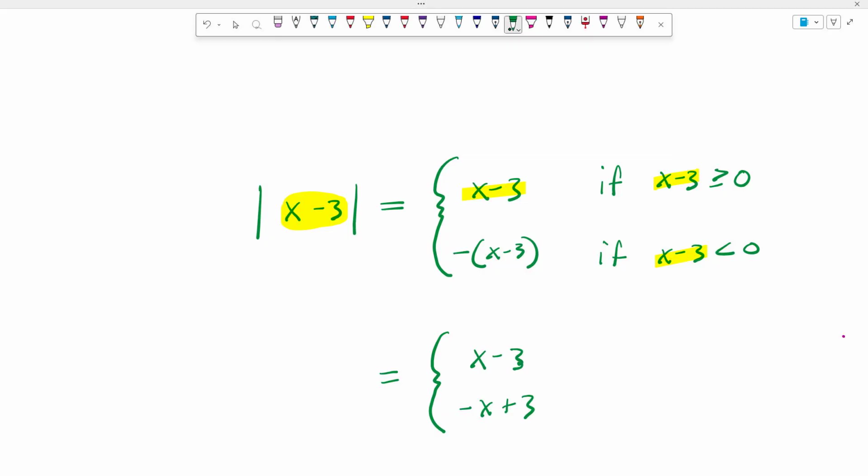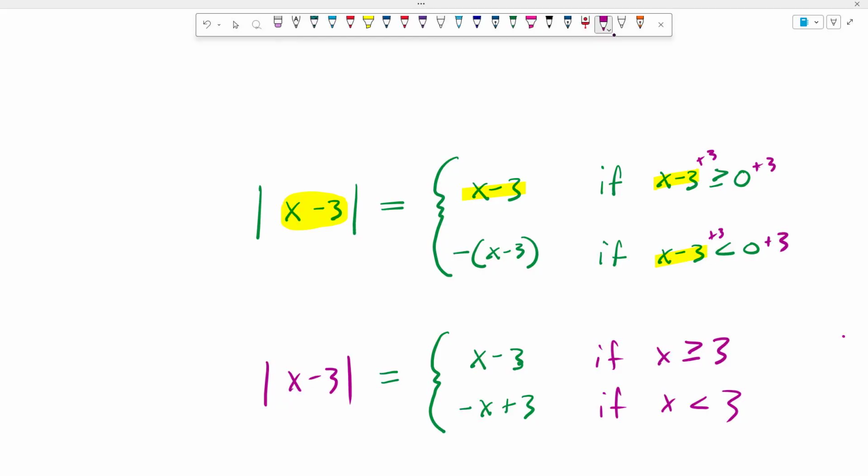And then for each of these, let's solve for x. So plus 3 if x is greater than or equal to 3, if x is less than 3. Okay, so this is the piecewise definition of the absolute value of x minus 3. The key is when you set up the inequality, you just take the entire inside and set the entire inside greater.